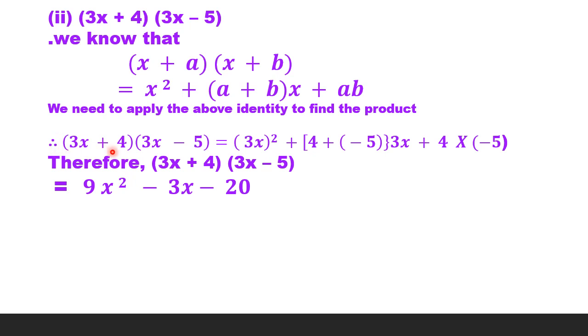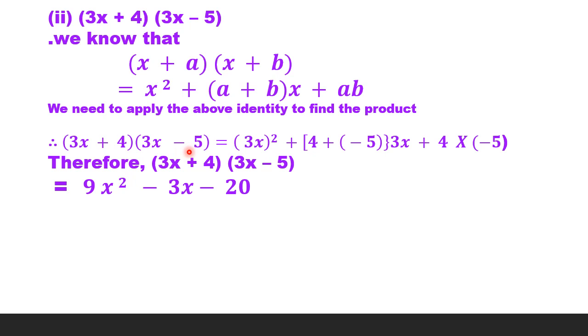So let us start the example. Here we are going to replace x with 3x. So be very careful, don't write only x. You have to write 3x because here the value of x is 3x. Now let us start the first term with (3x)² plus the sum of the numbers a and b in general, and for this particular example, it is +4 and −5. So a and b will be replaced with +4 and −5.